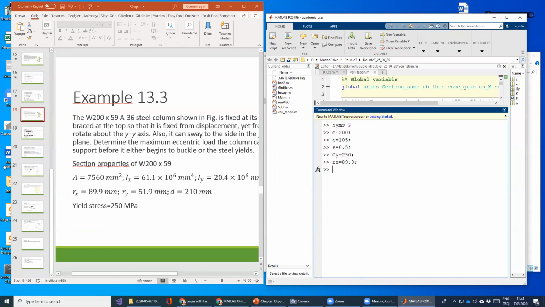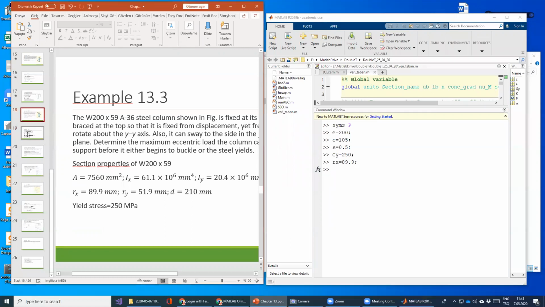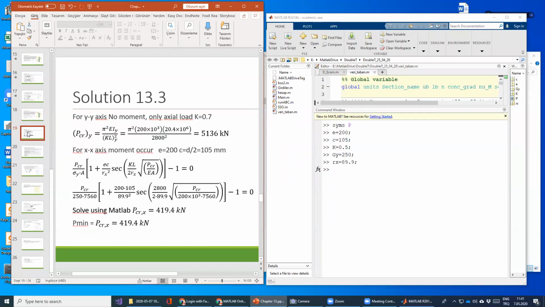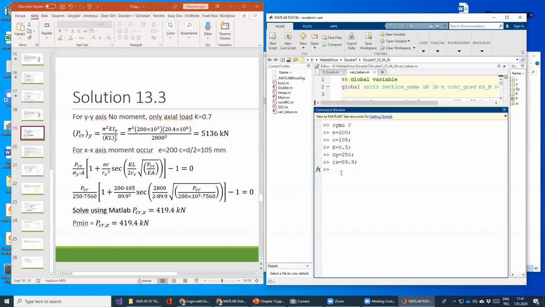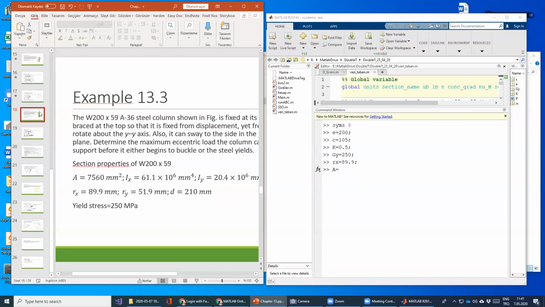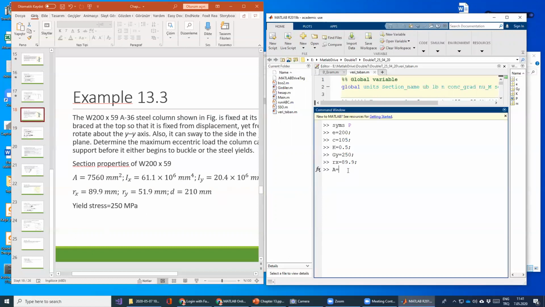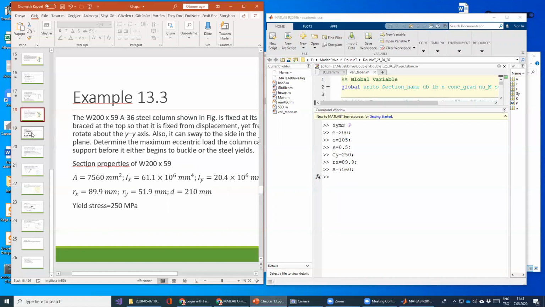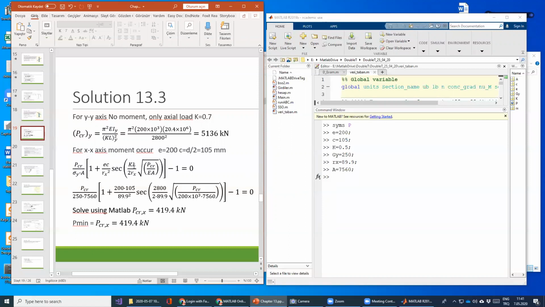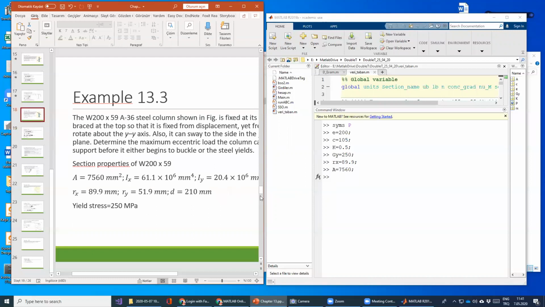And where is the area? Area is needed. A is equal to 7,560. Look at the formulation. Is there any term missing? Yes, modulus of elasticity is needed. Where is the modulus of elasticity?